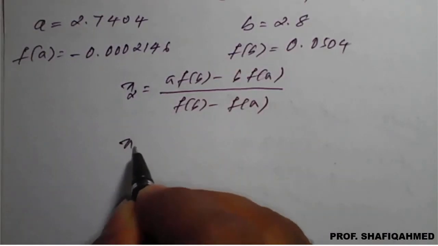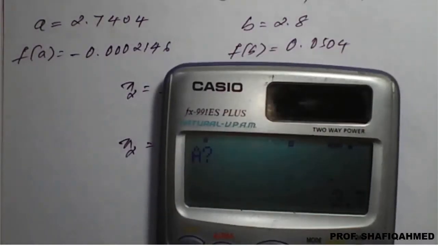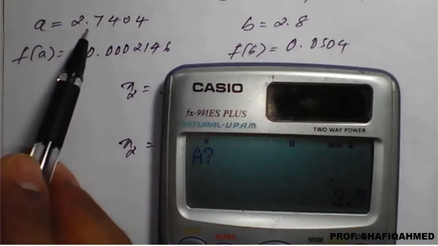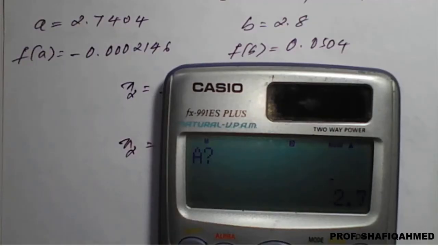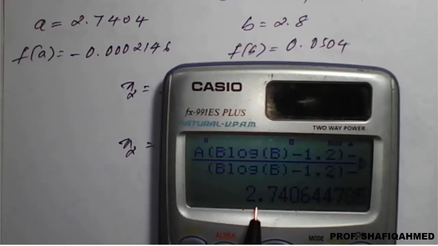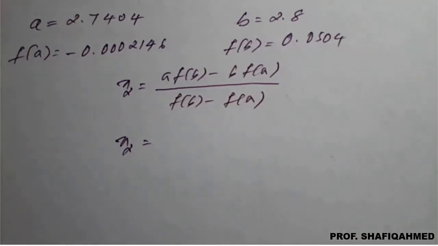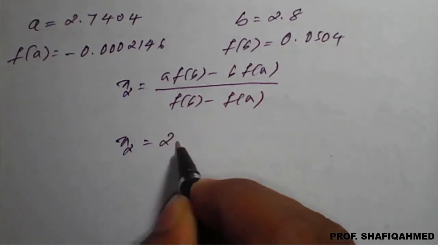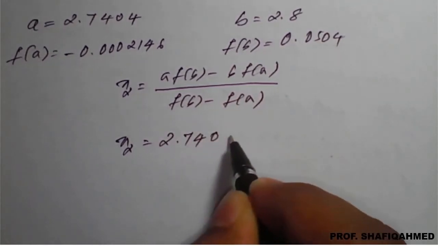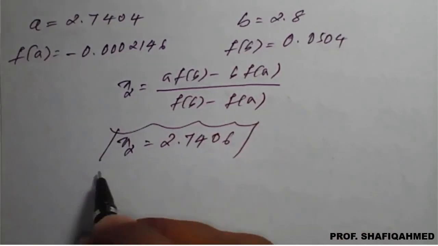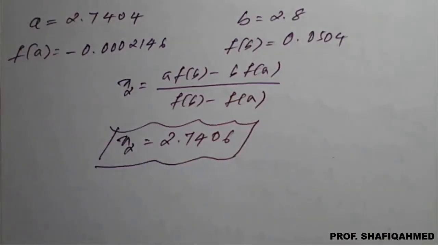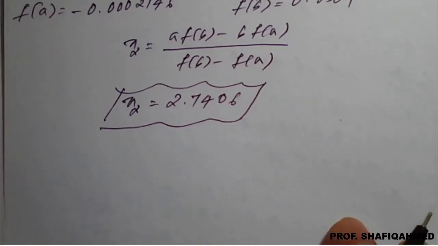So x2 will be, I'm applying in the calculator, the a value is 2.7404, equal to, b value is 2.8, and see that the answer is 2.7406 we got. So this is the x2 value. As per the requirement, we need to go for three iterations.